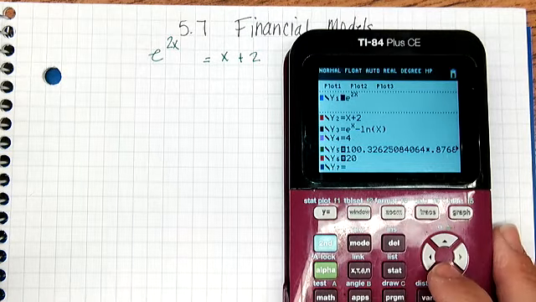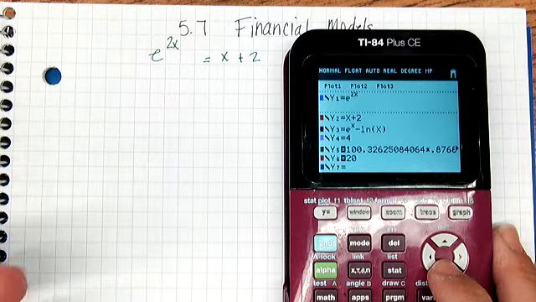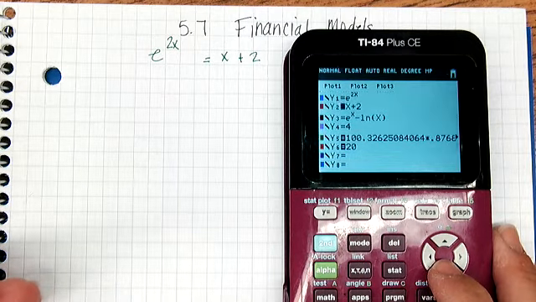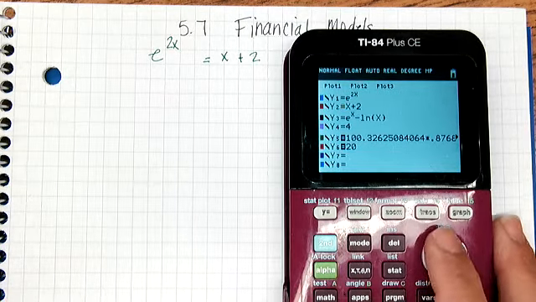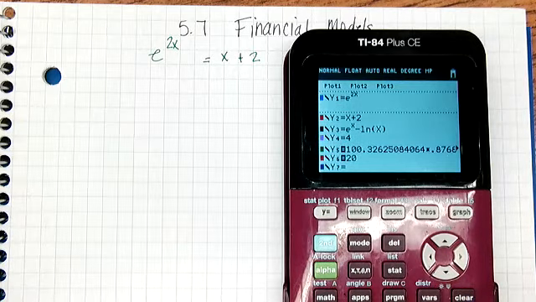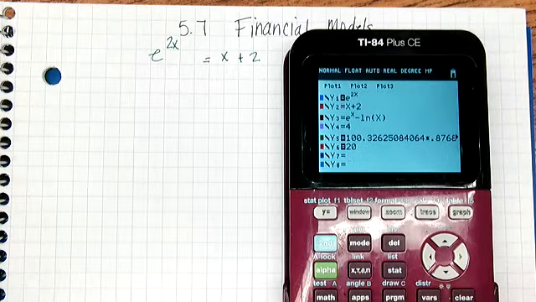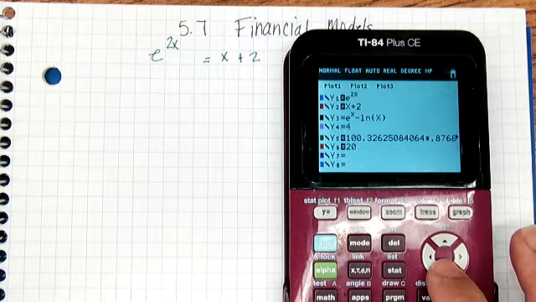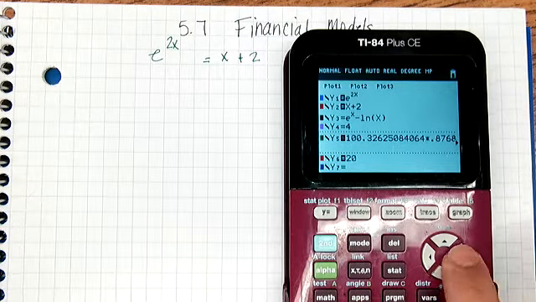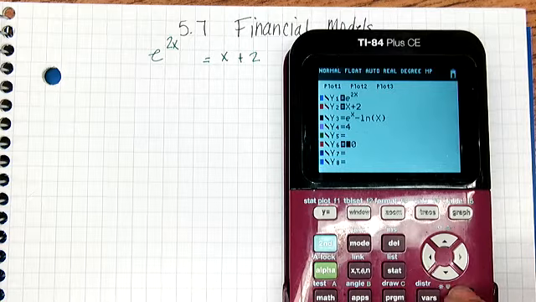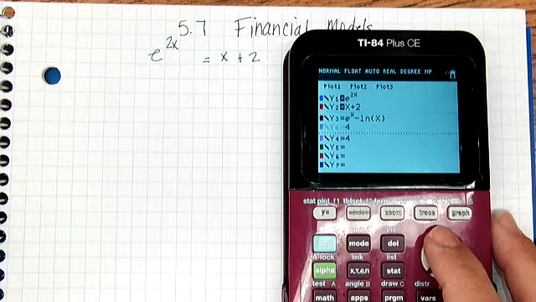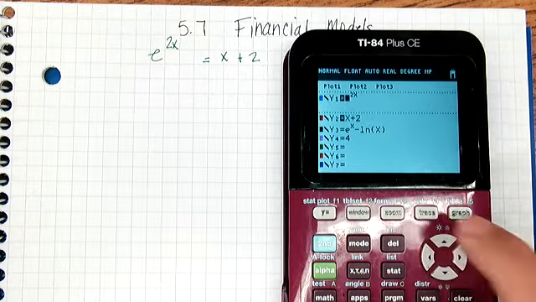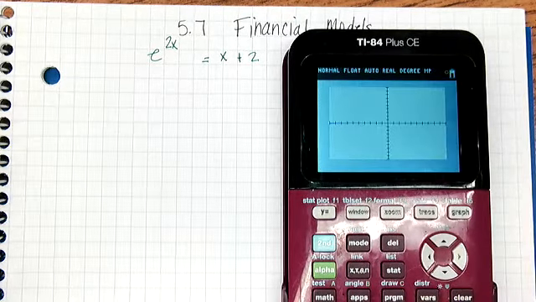So pause the video and type in e to the 2x in your y1 or your y5 or whatever, and then type in y equals x plus 2. Make sure the equations are turned on. I'm going to clear out some other things I have in here. Okay, so I want to see what this looks like. I'm going to do a zoom 6.